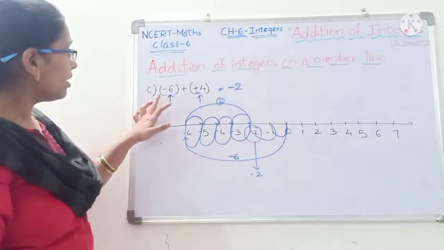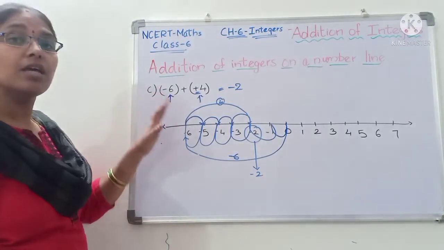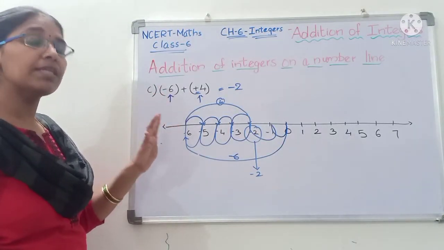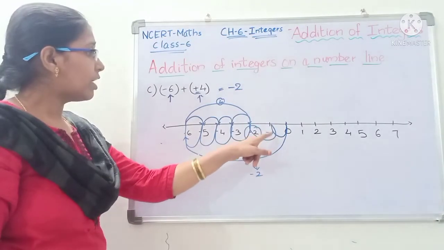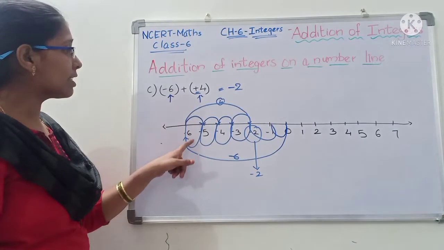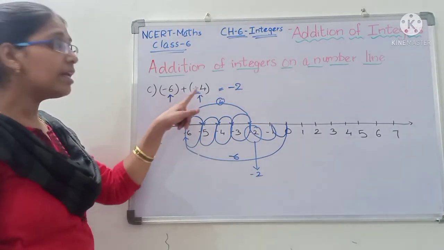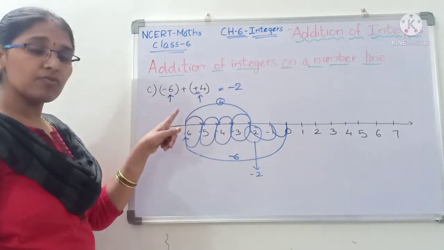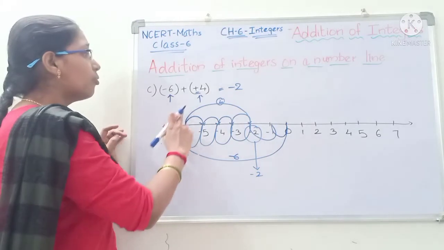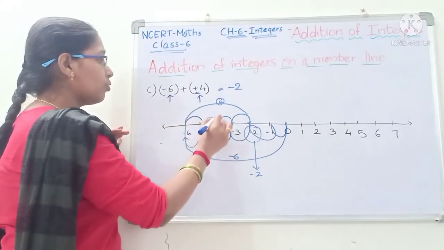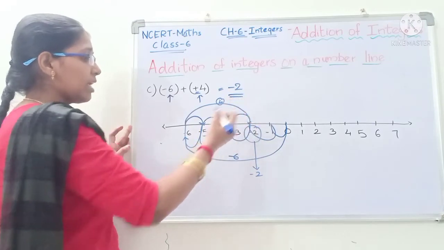How did you get that, children? It is given as minus 6. Minus 6 means negative number. From 0, negative number means you should move left. 6 steps left. 1, 2, 3, 4, 5, 6. From 0, you came to minus 6. Then you should add plus 4. Plus 4 means positive numbers, so you should move right. From minus 6, move 4 steps right. 1, 2, 3, 4. You got minus 2. So the result is minus 2.